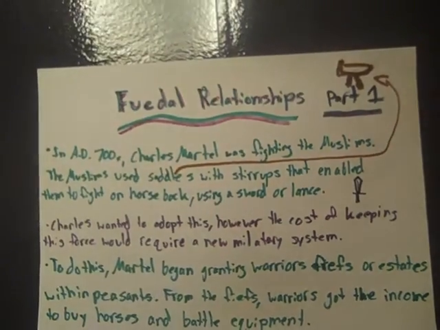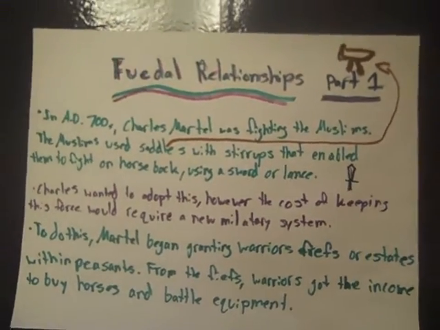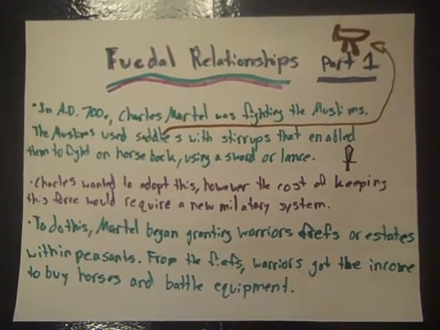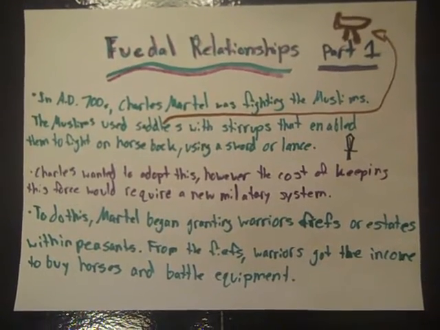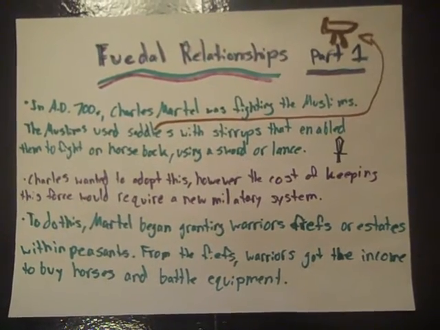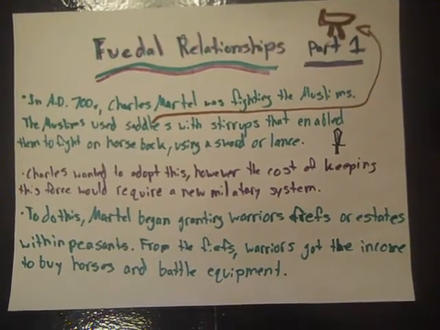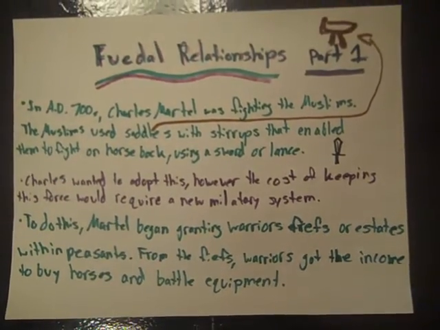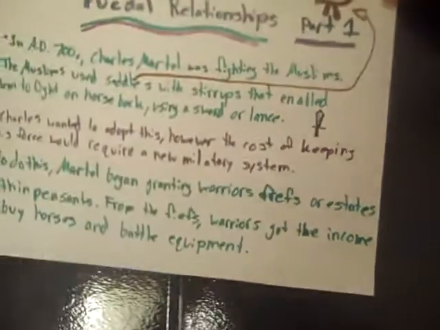Feudal relationships, Part 1. In AD 700, Charles Martel was fighting the Muslims. The Muslims used saddles with stirrups that enabled them to fight on horseback using a sword or lance. Charles wanted to adopt this, however the cost of keeping this force would require a new military system. To do this, Martel began granting warriors fiefs, or estates with peasants. From these fiefs, warriors got the income to buy horses and battle equipment. That's a saddle.